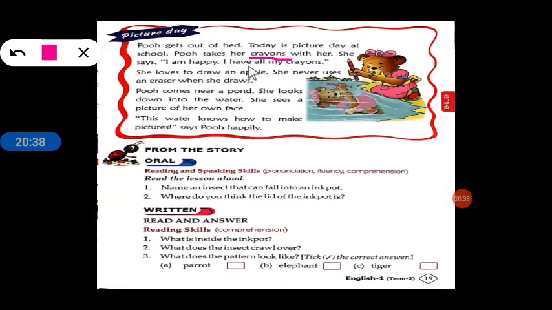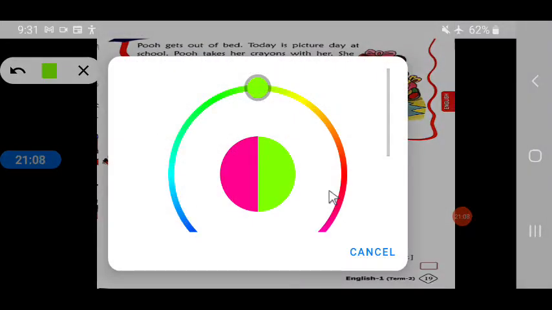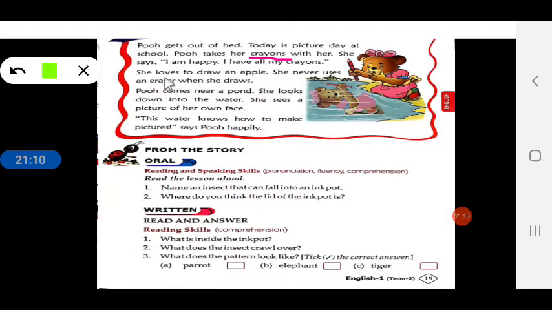And she says, "I have all my crayons." See, she has all her crayons, all the different colors. Then she loves to draw an apple. See, at her school, there is picture day. So on picture day, at her school, she wants to draw an apple. What does she want to draw? She wants to draw an apple.